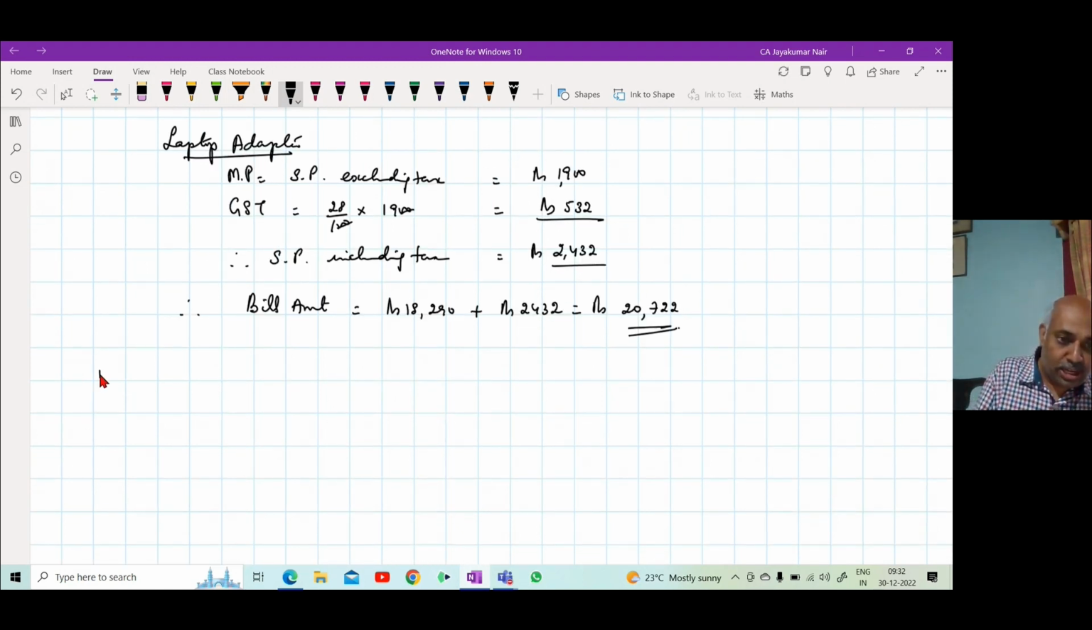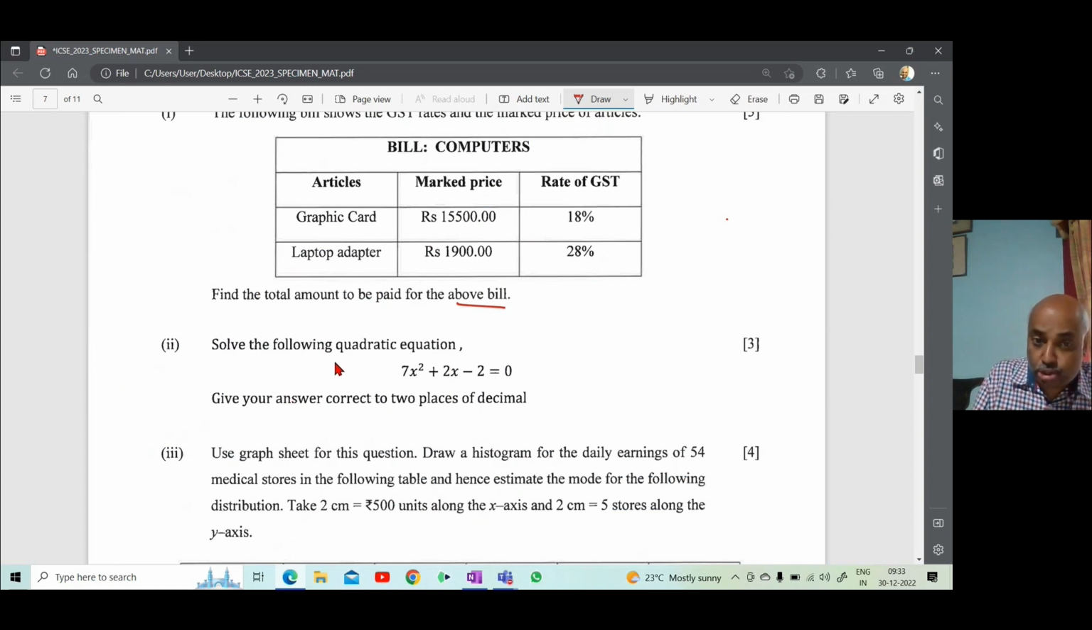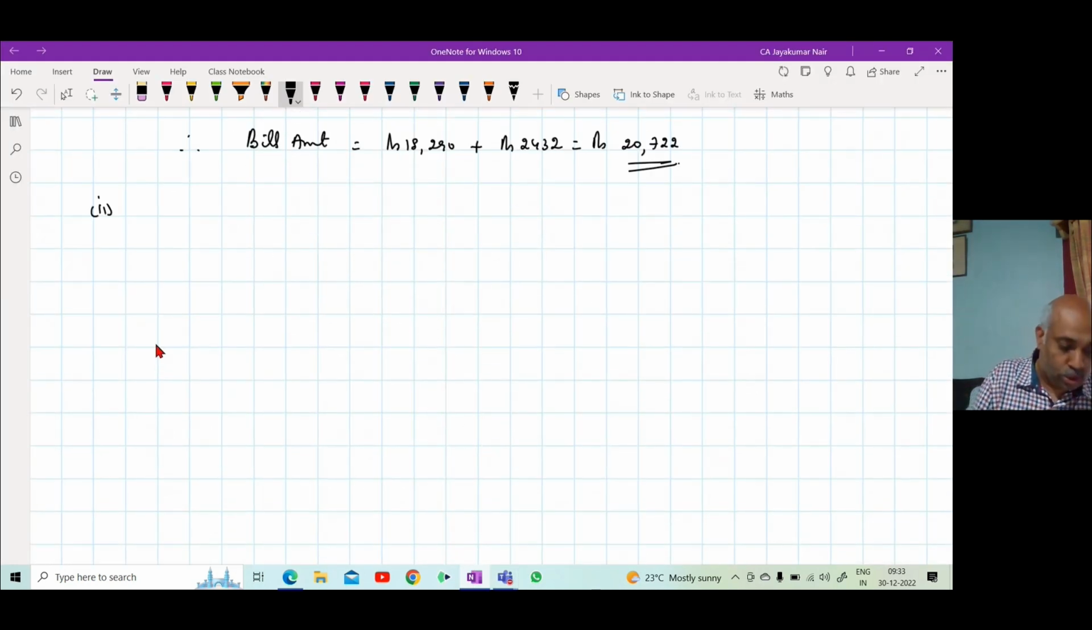Coming to the second question of question 4. So what is it? Solve the quadratic equation 7x squared plus 2x minus 2 is equal to 0. And they say that the final answer we have to correct to 2 decimal places. So we have to round it off to the nearest 2 decimal places. So how do we do this? What is the quadratic equation given? 7x squared plus 2x minus 2 is equal to 0.